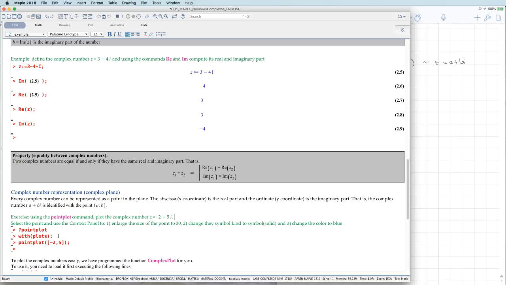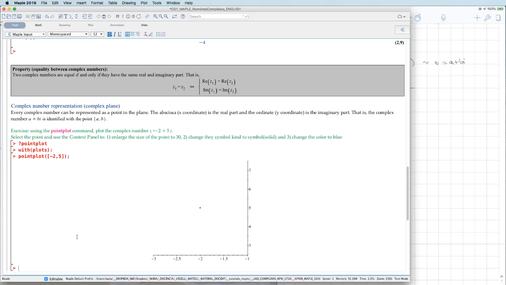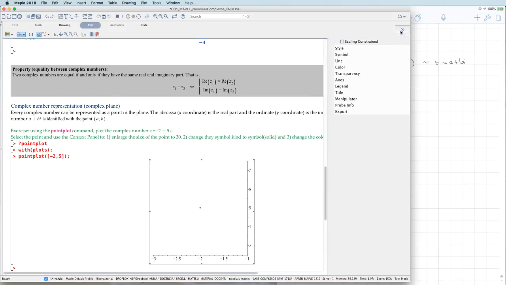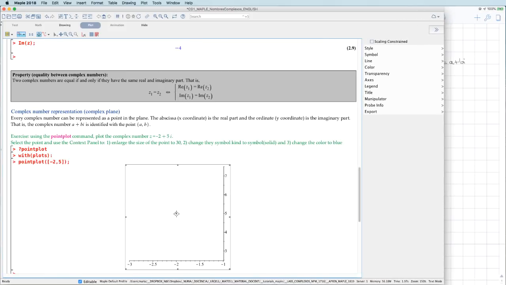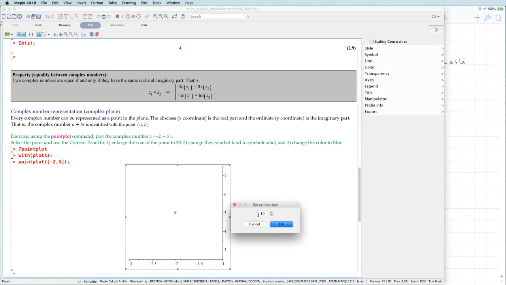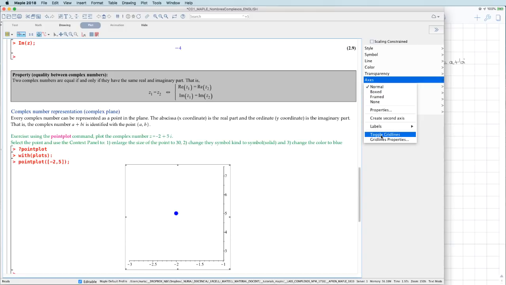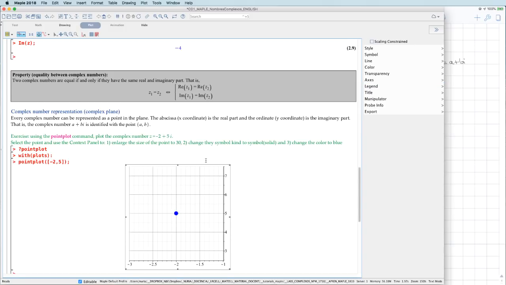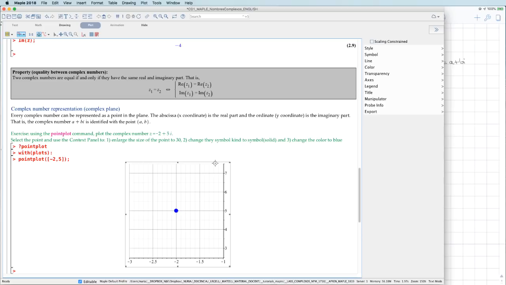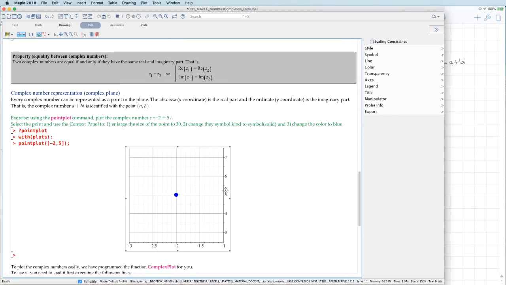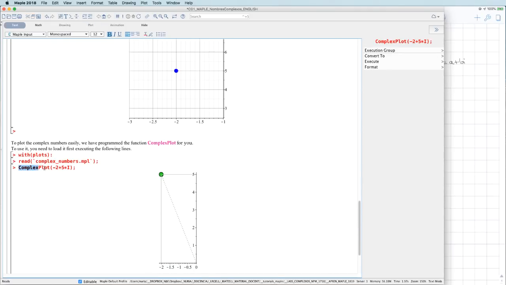In this case, you could have a look at the help of point plot, but we are going to plot it directly. So here, as you can see, we have a really small point, and now in order to make the plot prettier, we can change the symbol size to 30 as we are told in the exercise. We can also change the symbol style and the color, and we can also add grid lines. So this would be a nice plot, but this is not useful if we have to change all the properties again. So what we have done is we have implemented a command for you.